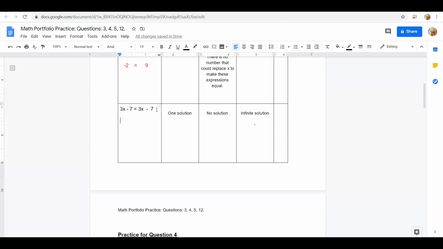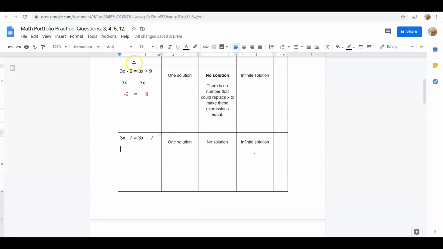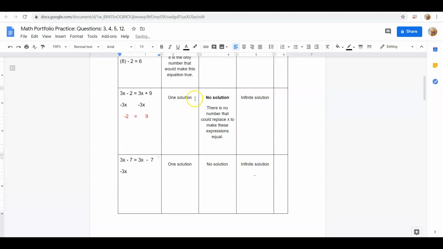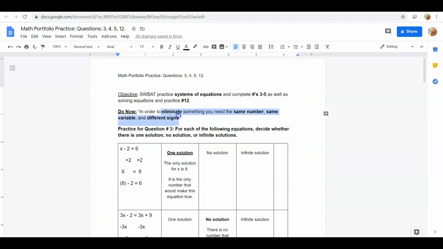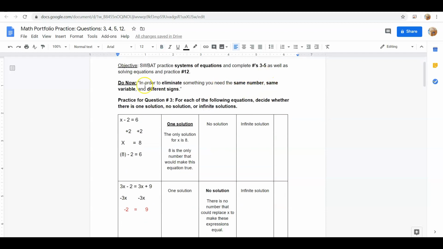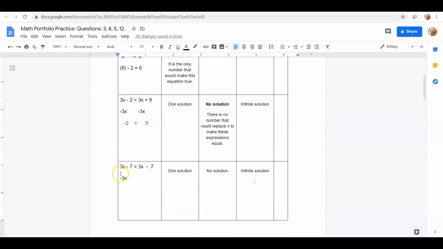We look at this problem and we see something similar to the second set, where 3x is on both sides. So we're going to do the same steps to eliminate the x's. We want to get x on one side, but in order to do that, we have to use the inverse operation, or use the rules for elimination: same number, same variable, and different signs. Same number, same variable, different signs.